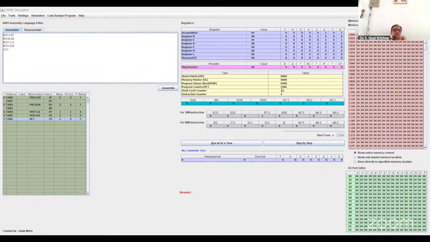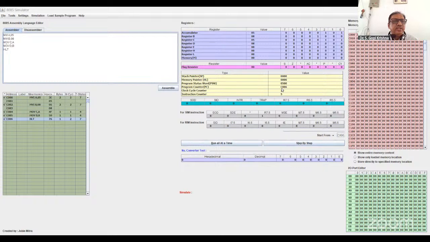So this is ADD M or ADD any register content. M to the A contents or R to the A contents, where R is any register like A, B, C, D, E, H, L. So all these instructions are useful.